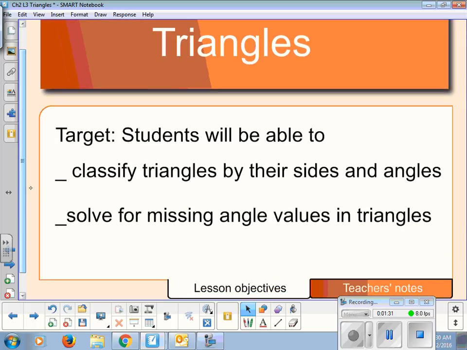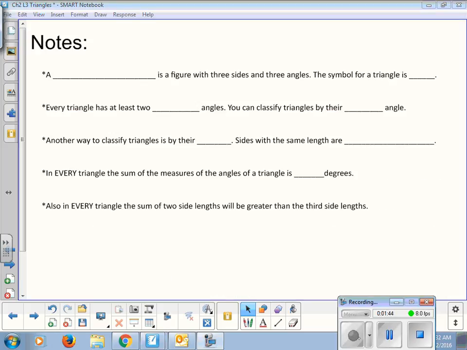Today's lesson is on triangles, our target for today. Students will be able to classify triangles by their sides and angles and solve for missing angle values in triangles. Okay, so today's vocabulary word is triangle. A triangle is a figure with three sides and three angles. And the symbol for a triangle, we use a triangle.